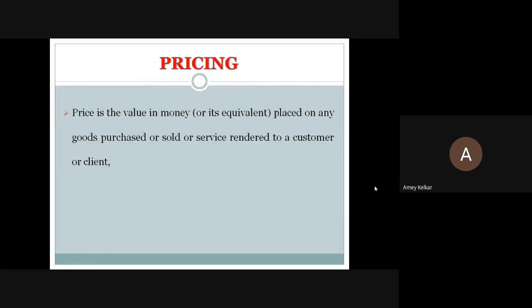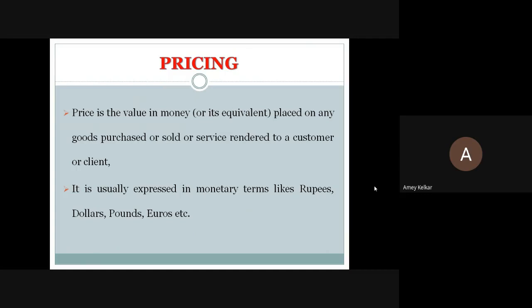Pricing. What is pricing? Pricing is the value in money or its equivalent placed on any goods purchased or sold or service rendered to a customer or a client. It is usually expressed in monetary terms like rupees, dollars, pounds, euros, etc.